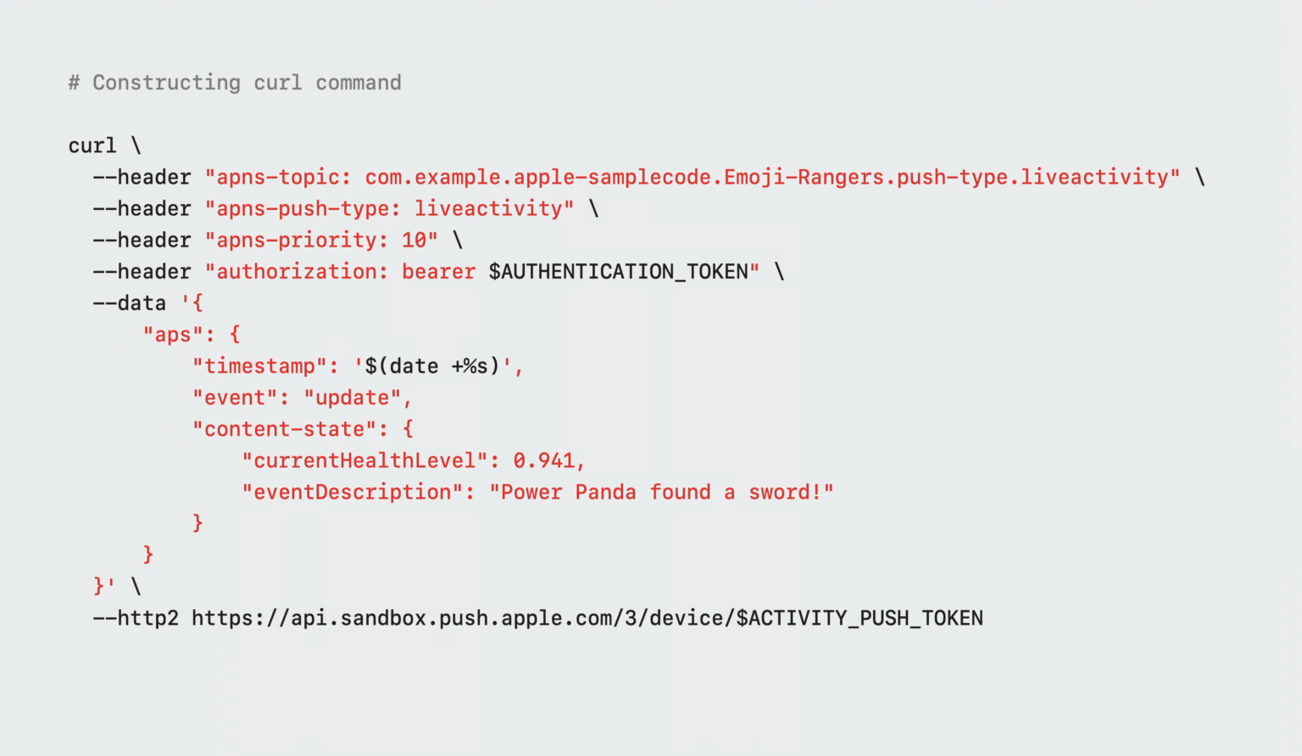To send the APNS request, you will be executing a curl command. Here's one I've constructed for the adventure live activity. The APNS topic header is set to the app's bundle ID, followed by the push type suffix. Then the APNS push type header is set to live activity. Third, APNS priority is set to 10, so my request will be delivered immediately. The final HTTP header, authorization, is set to bearer, followed by the authentication token variable.